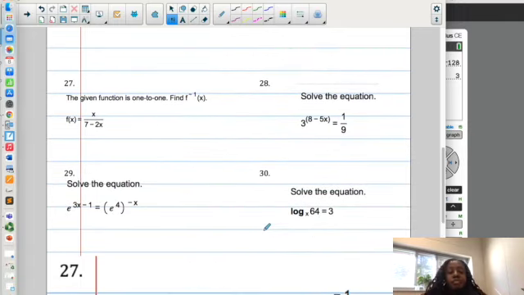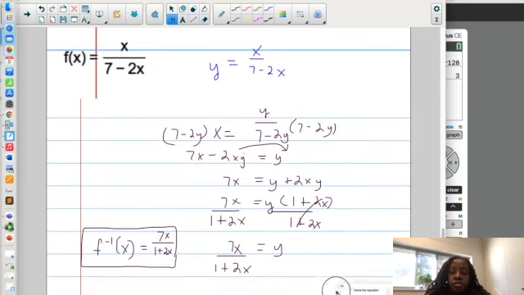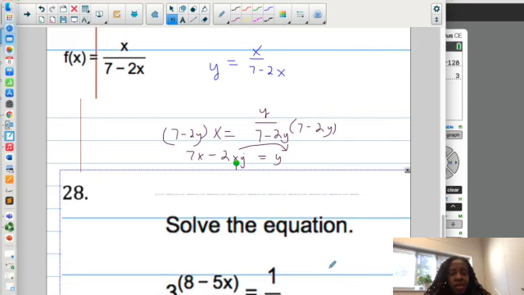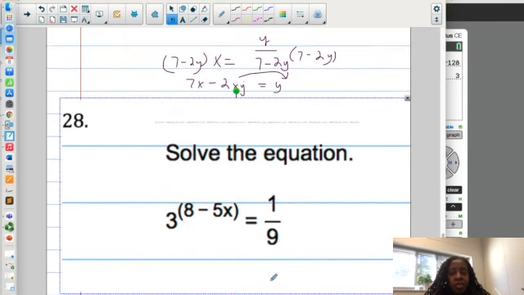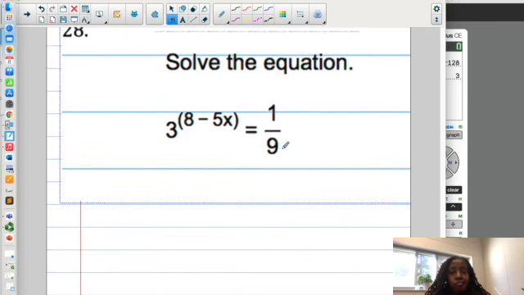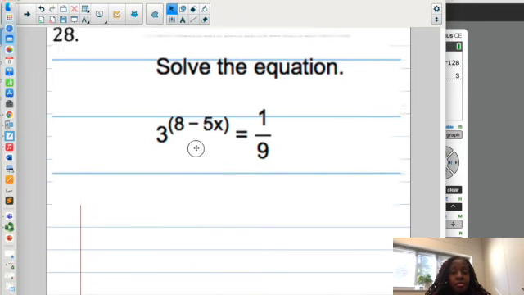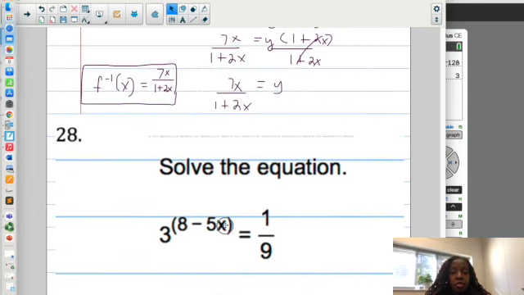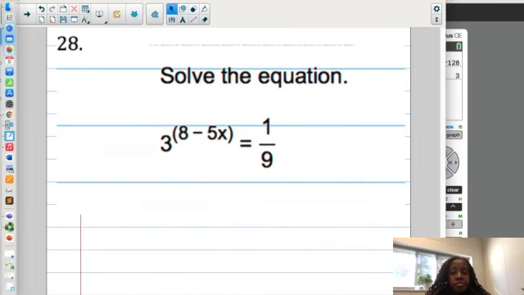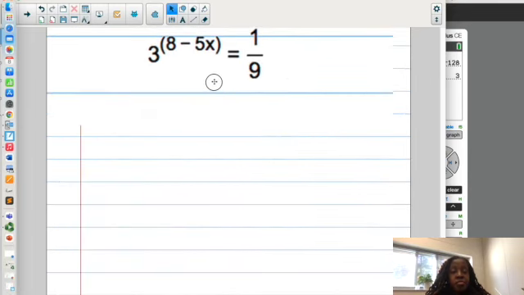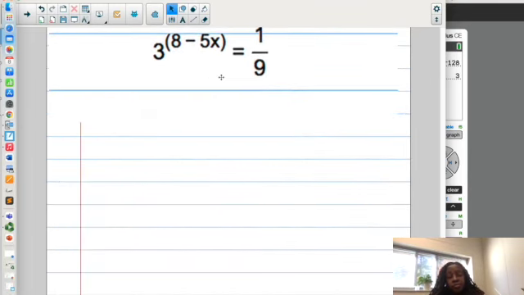On to 28. How do we solve a type 1 exponential equation? Now, I call this a type 1 equation because you don't have to do a whole lot with this guy. All you have to do is write them in terms of the same base. So you could do this problem without a calculator. And that's what we're going to do. We're going to do it without a calculator.